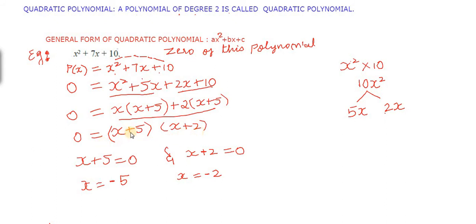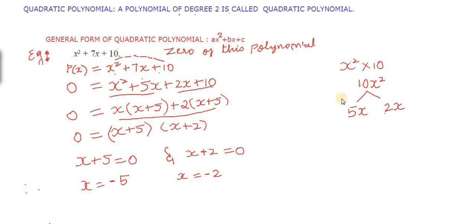Now you can take these separately: x plus 5 is equal to 0 and x plus 2 is equal to 0. When you simplify, you will get x is equal to minus 5 and x is equal to minus 2. Therefore these are the zeros of the polynomial. Is what we got right?